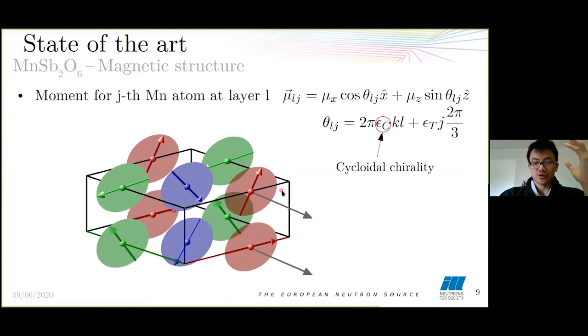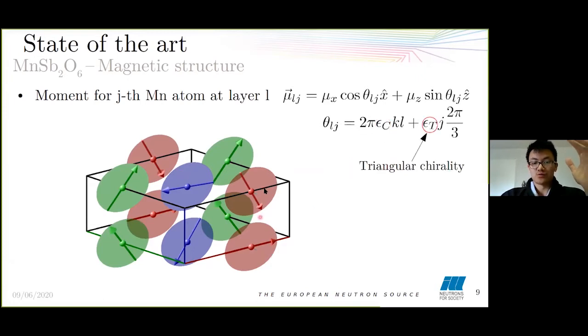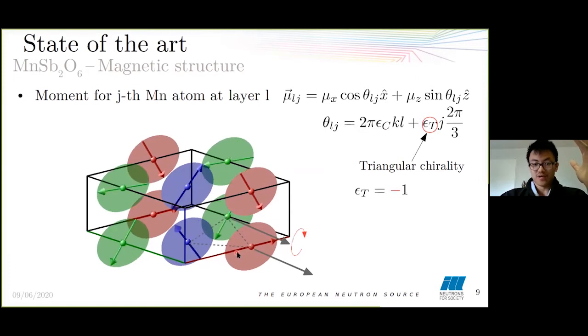axis. So in our case, we can define the cycloidal chirality, which is describing how the spins are rotating along the C-axis. So in this case, this chirality is equal to 1. And if the spin is rotating in the other way, it will be -1. Then we can describe how the spins are rotating within the manganese triangle. So this is the triangular chirality and is equal to +1 in this case and -1 if the spins are rotating in the other way.